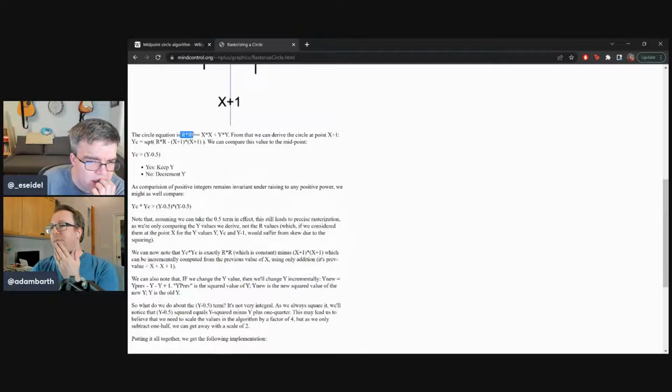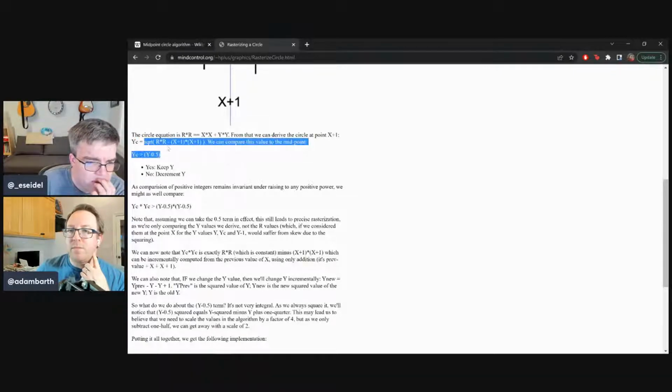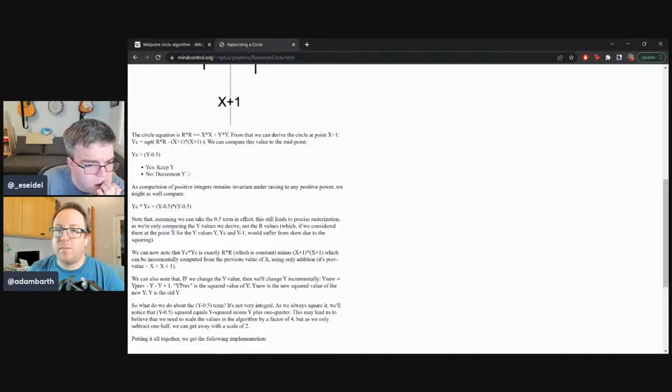Circle equation is, yeah, x plus 1 is equal to YC. What the hell's YC? The square root of... whoa. What is YC? Candidate, maybe? Oh, I see. Y candidate. Okay. Keep y, decrement y. Okay. This is like integer rounding.